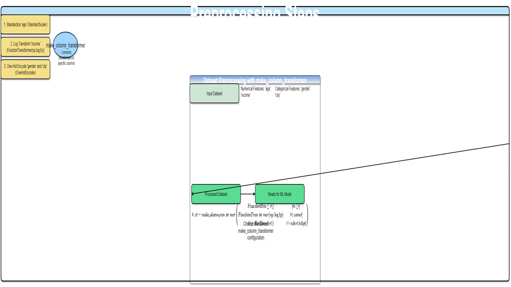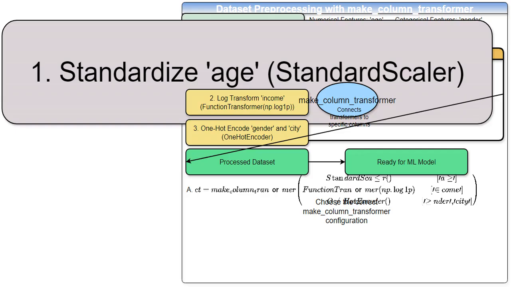To get my data ready, I have 3 main steps. I'll standardize age, transform income using a log function, and convert gender and city into numerical forms using one-hot encoding. I'll standardize the age column.